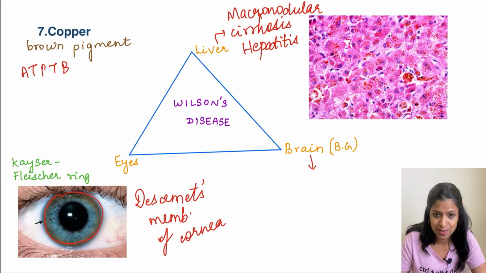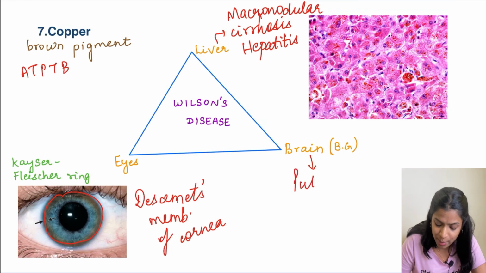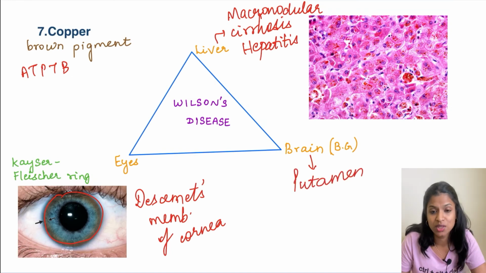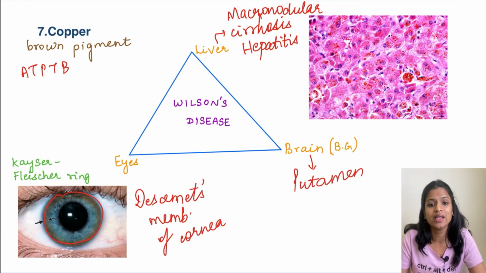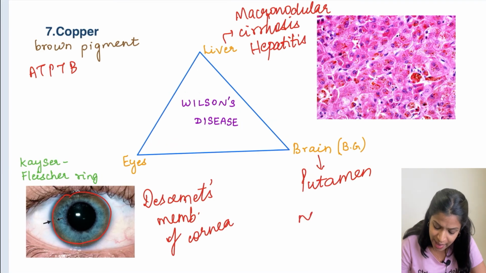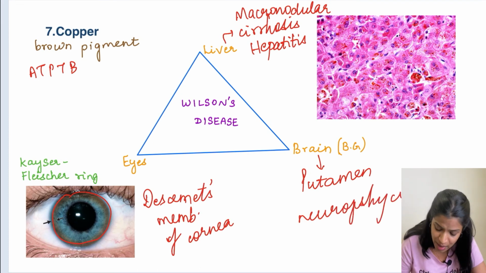In the brain, especially the basal ganglia, which is the putamen, this putamen region will undergo atrophy and cavitation in Wilson's disease. So here again there will be neuropsychiatric manifestations because the basal ganglia is being involved. So these patients will have neuropsychiatric manifestations. Remember, Wilson's disease will have neuropsychiatric manifestations.